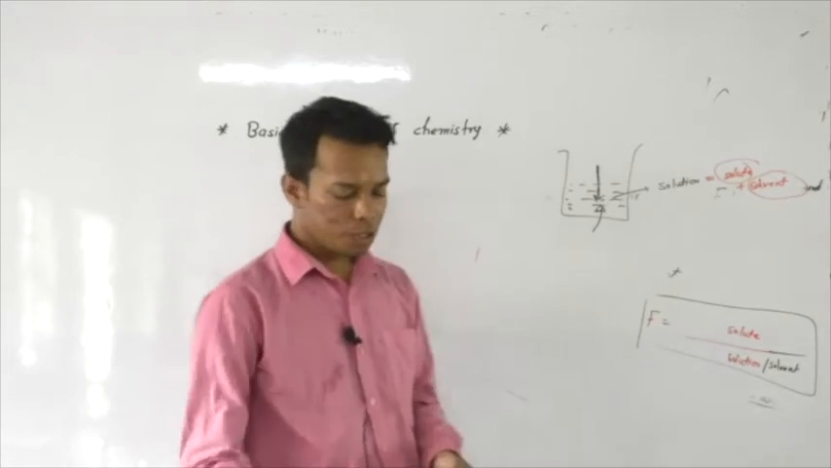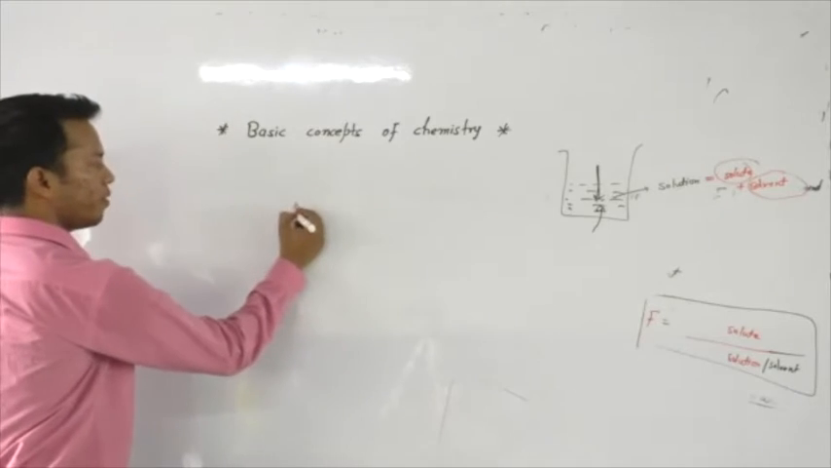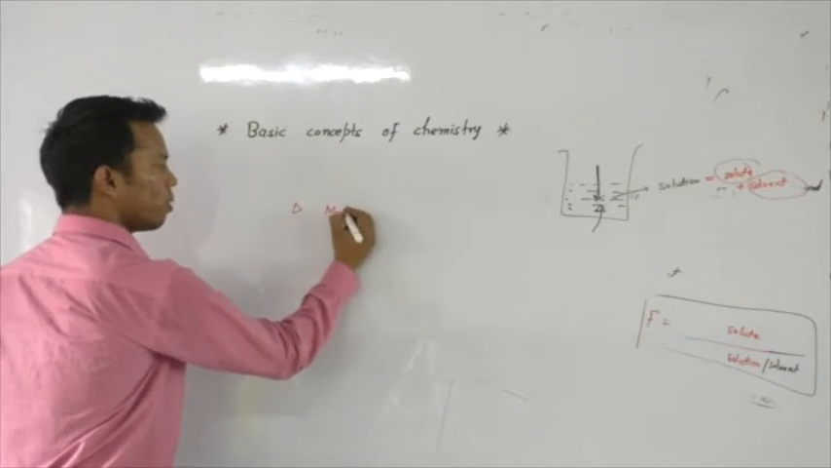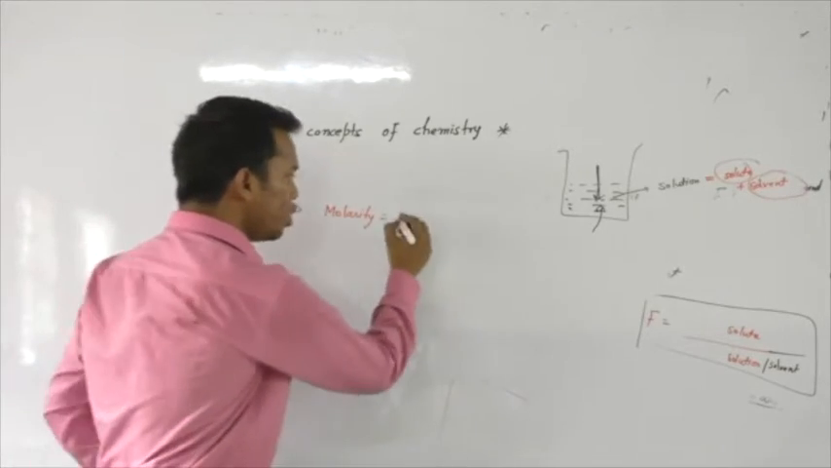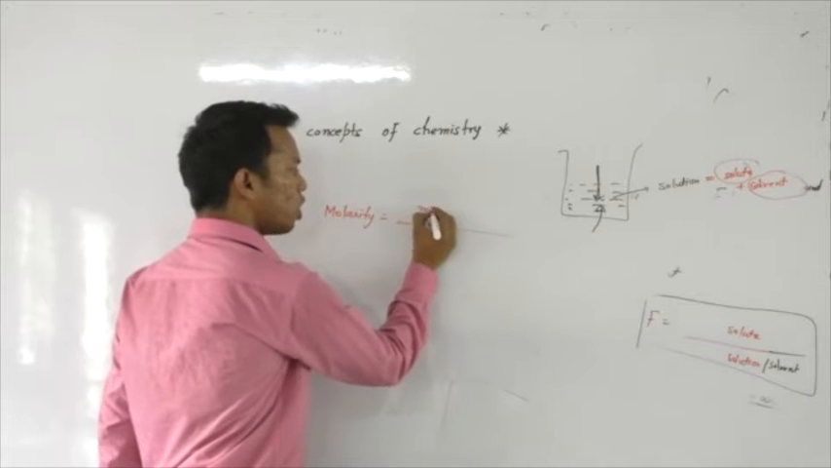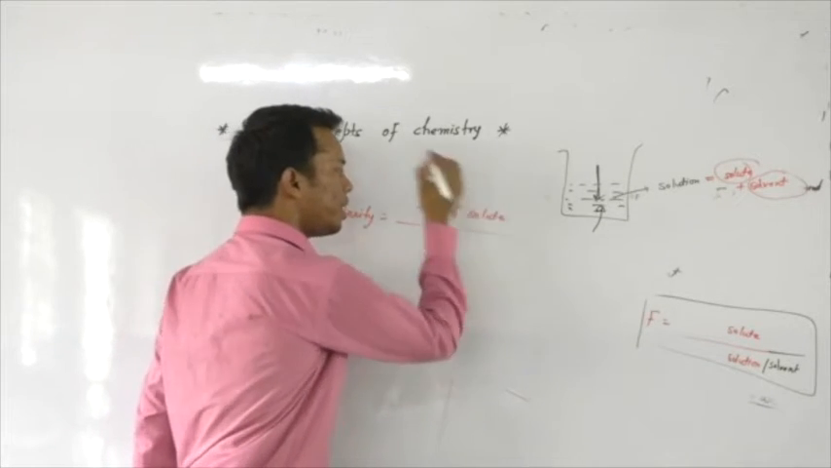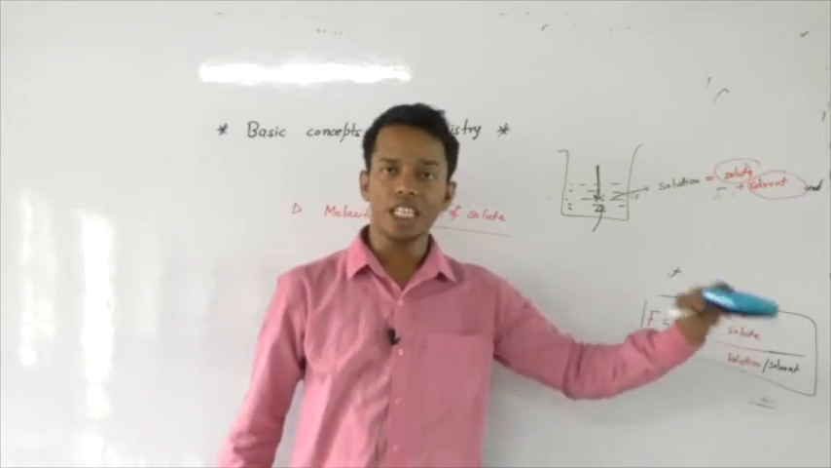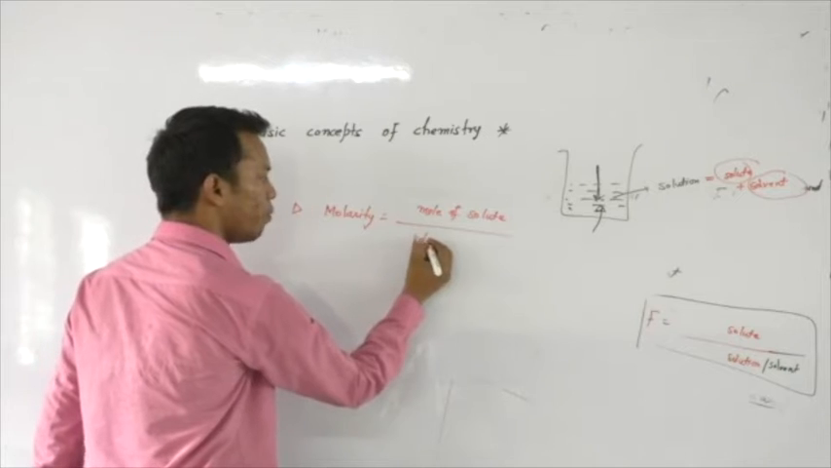Okay. So first is molarity. I told you in numerator always solute will come. So mole of solute divided by what? I told you, except molarity always solution will come. Mole of solute divided by volume of solution in liter.